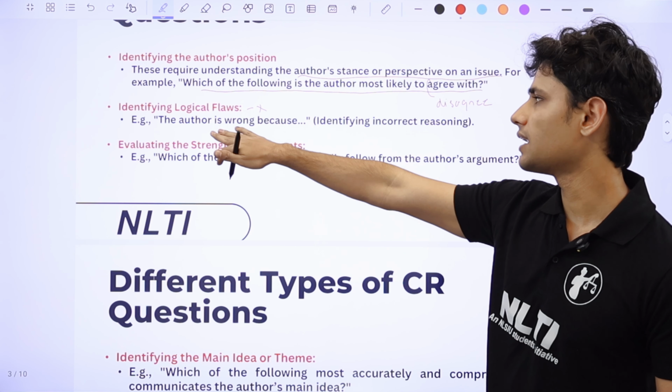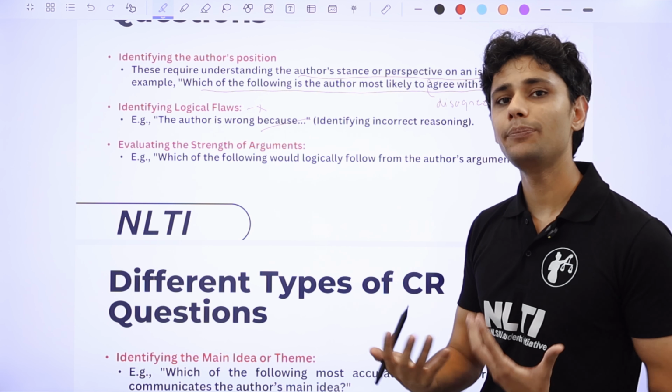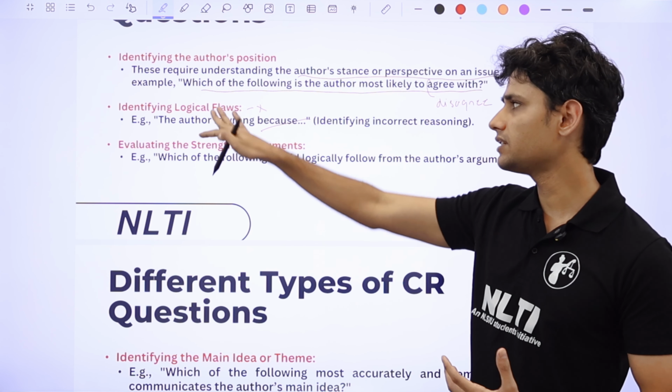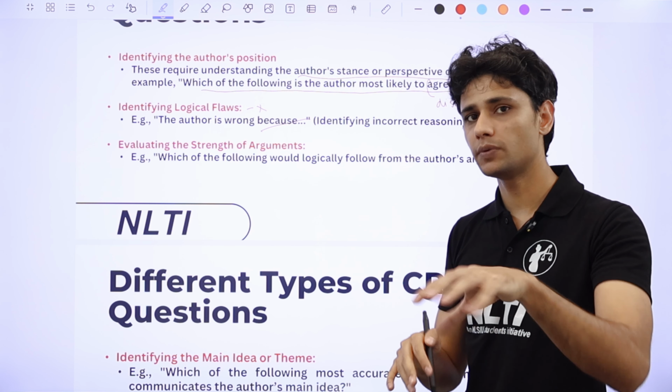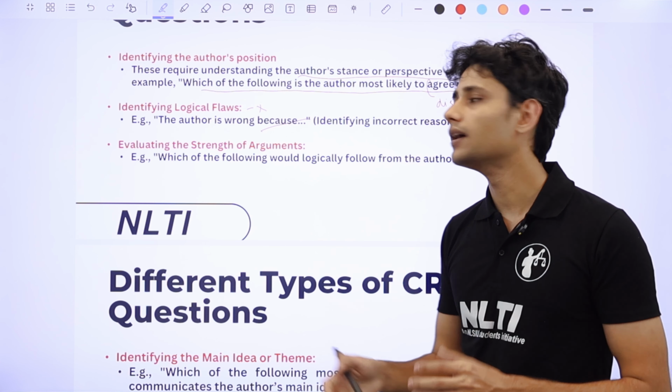But nonetheless, questions like this could be: the author is wrong because. So it will test your independent critical reasoning skills. For these kind of questions, you will not have to look in the passage, but you'll have to look at what the flaw in the author's argument is that they are making.